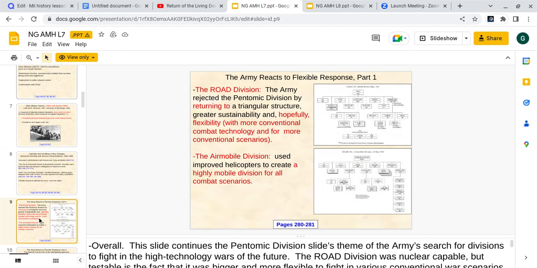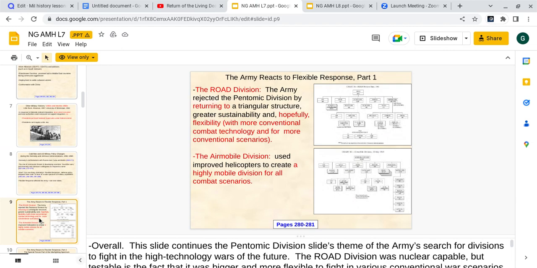So here the ROAD Division is something that's more sustainable, and it's something that has more practical applications to different scenarios on the battlefield. So it's more flexible, and with the help of more conventional combat technology, it can be applied to various situations. So the thing about the ROAD Division is that it applies to multiple different types of scenarios on the battlefield, right? It's flexible, multifaceted.